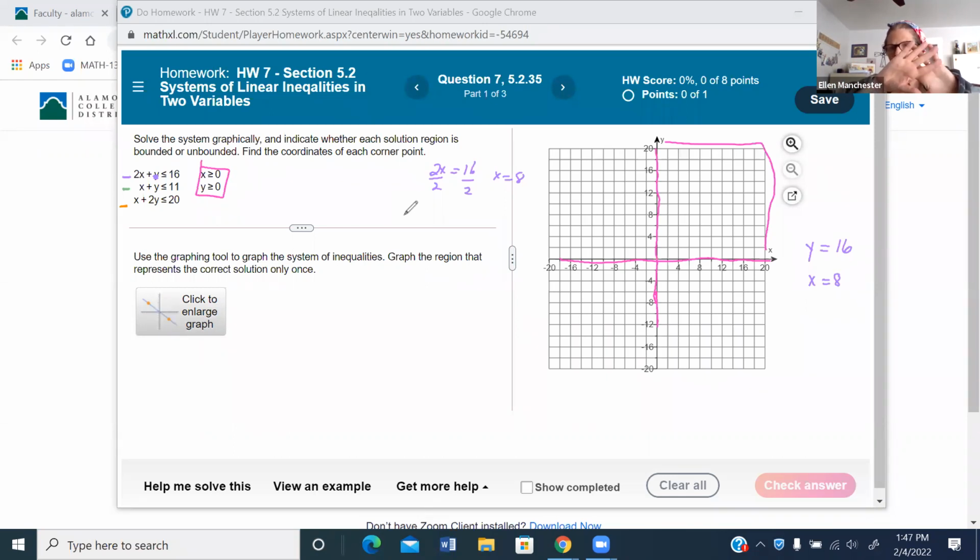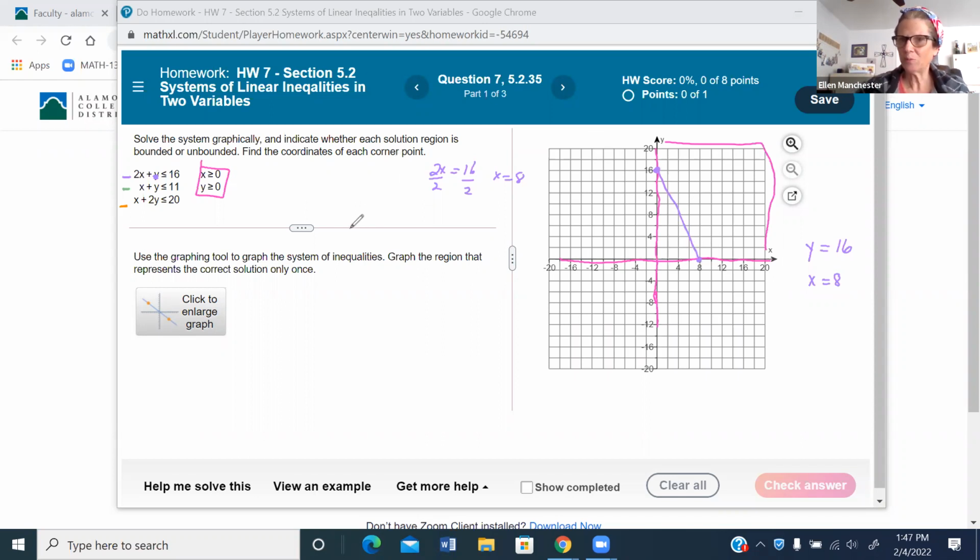Okay, so that's what we're looking for, and that's why I like to use colors, because you can see where the colors overlap. Okay, so here we go. My y-intercept is 16. My x-intercept is 8. I create my line.